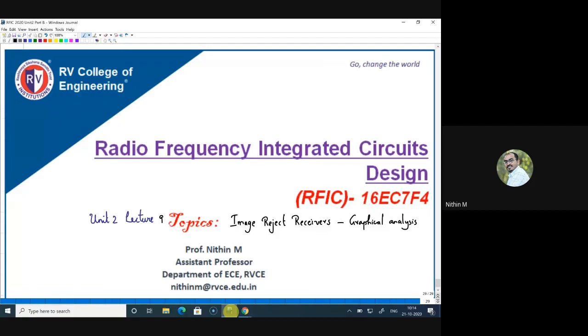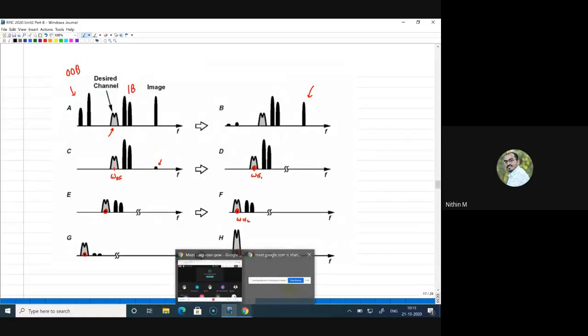Welcome to Radio Frequency Integrated Circuits Design class, and this is your lecture 9, Unit 2. In today's class, we will see the graphical analysis of image reject receivers. So, in the previous class, we have discussed.